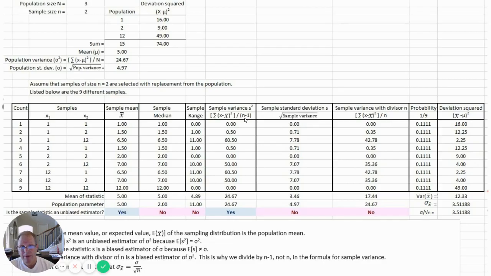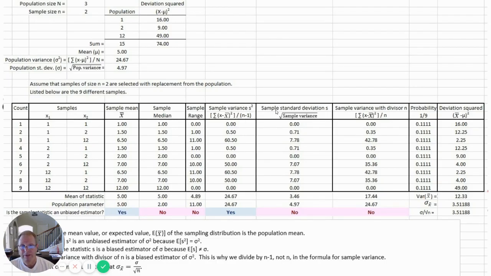But remember, in the formula for sample variance, we had an n-1 in the denominator. And that's important. The reason why we calculate sample variance with n-1 in the denominator is so that sample variance is an unbiased estimator of population variance. That explains why we have an n-1 in the denominator of the formula for sample variance.